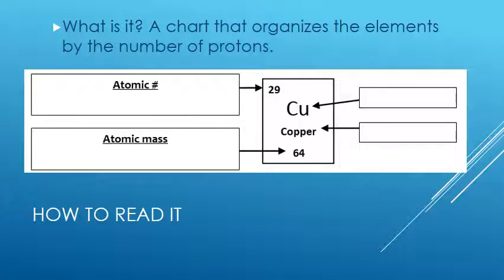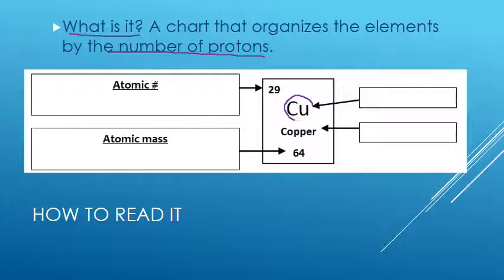All right, let's start by answering this question first. What is this periodic table thing? Well, all it is, is a handy little chart that organizes the elements, so all the elements we know and all the elements that we predict to exist, by the number of protons. It's fairly easy to read once you know all the different parts, so let's take a look at those really quick. We'll look at this guy first.